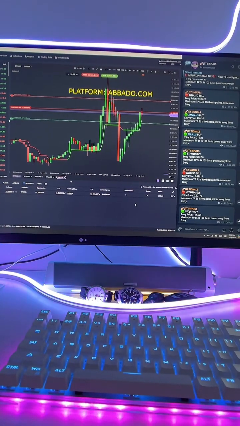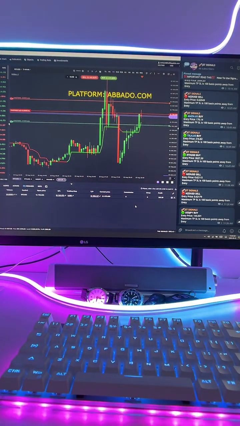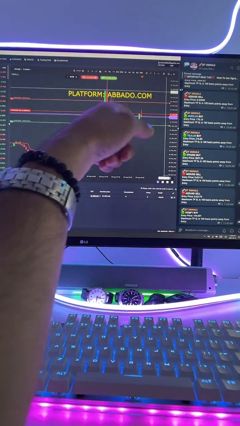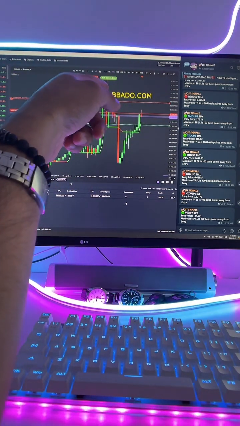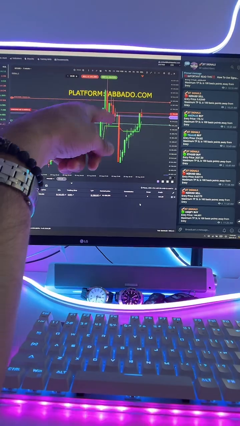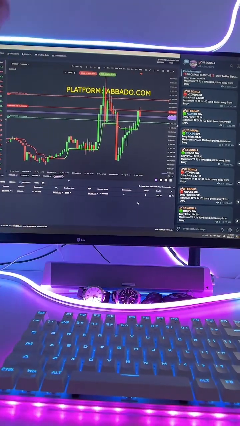F dot is saying, "What's up, F dot? How you doing?" F dot saying, "What's your entry?" So my entry is sell position at 61,708, and that's where I just entered my sell trade, and my take profit is at 61,508.